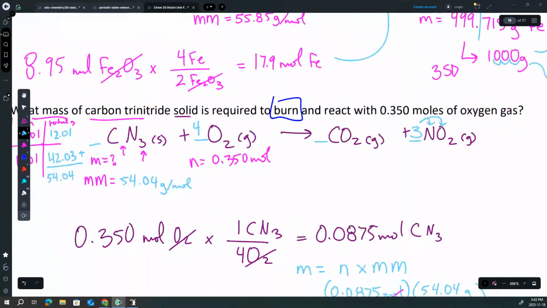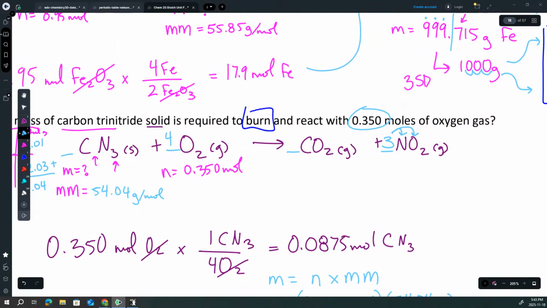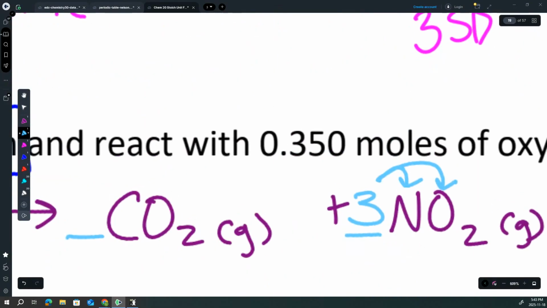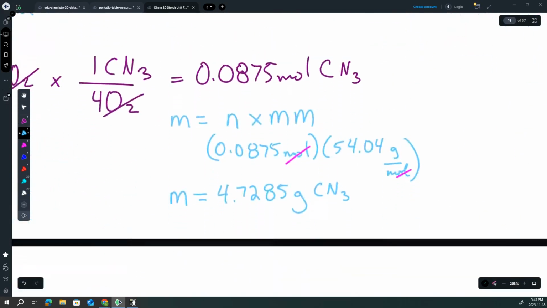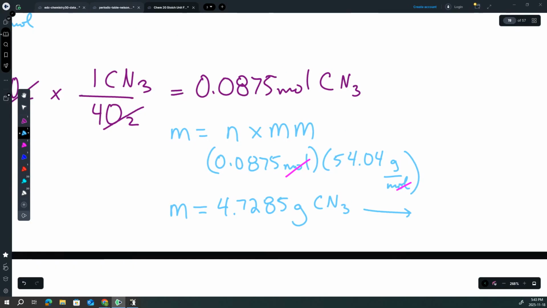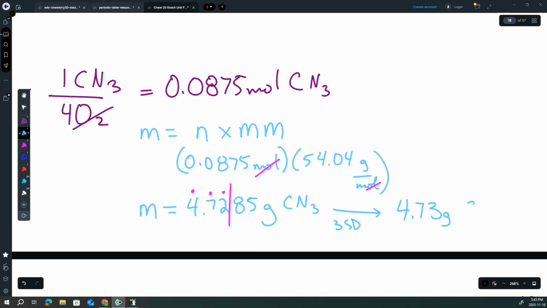Let's look at sig-digs. So this number has 3 sig-digs in it. So where they count is 1, 2, 3. So I'm going to have to move this over here. 3 sig-digs. So that means our cutoff line is 1, 2, 3 right there. So then our final answer is going to be 4.73 grams of carbon trinitride.